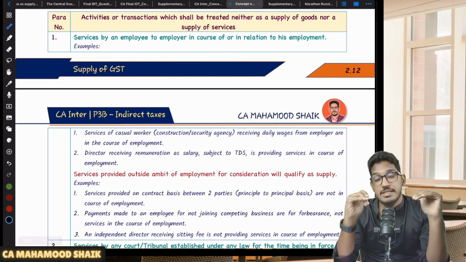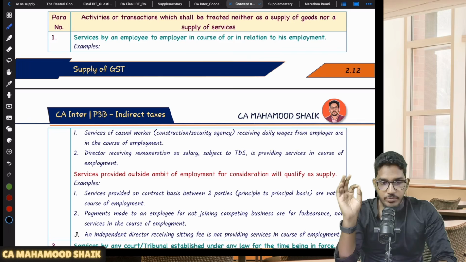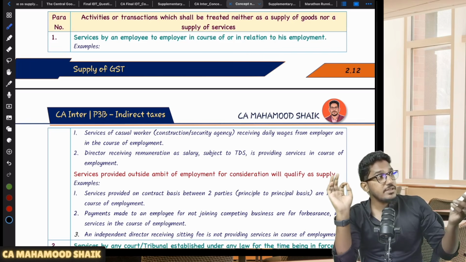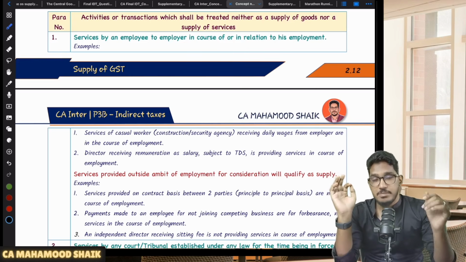However, if you are providing something outside of your employment, whatever services you are providing under your employment, they are not treated as supply. But in case if you are trying to do something else beyond your contract of employment, then that will become supply of service.